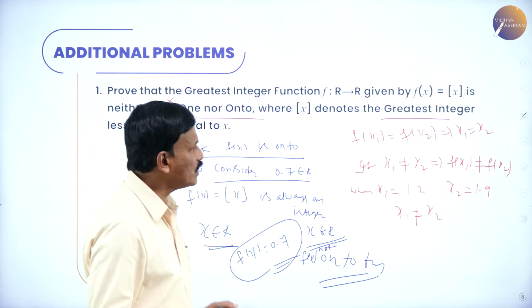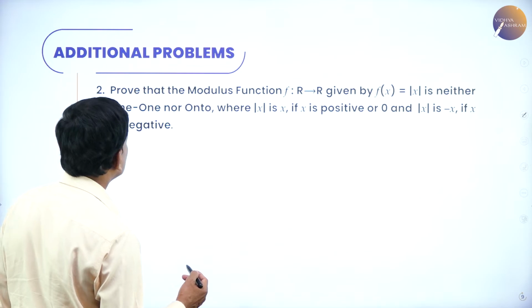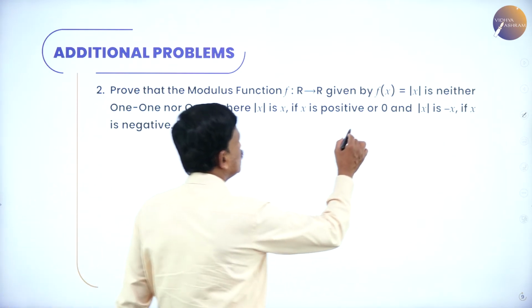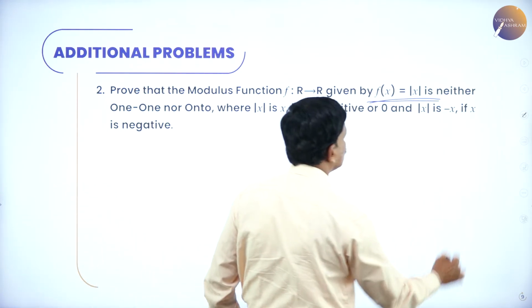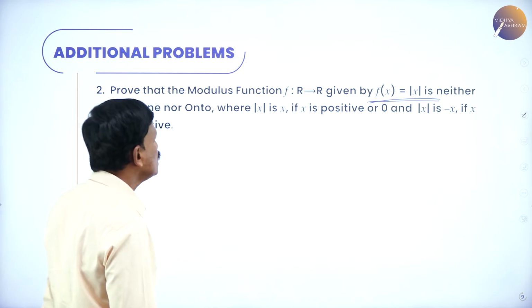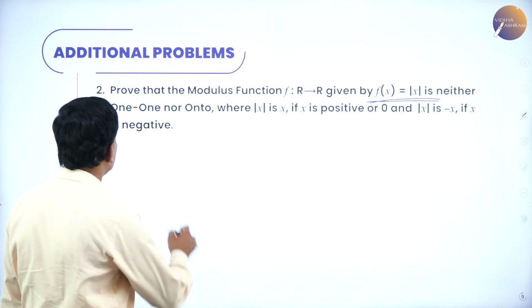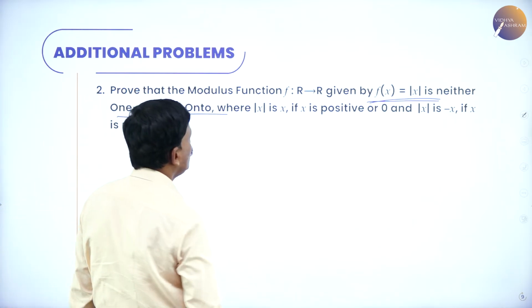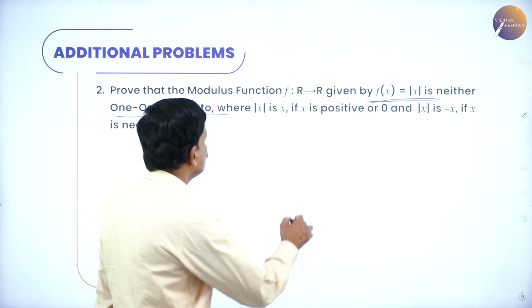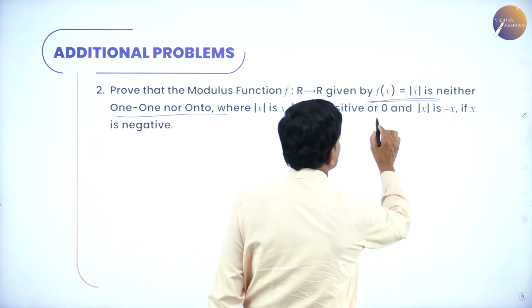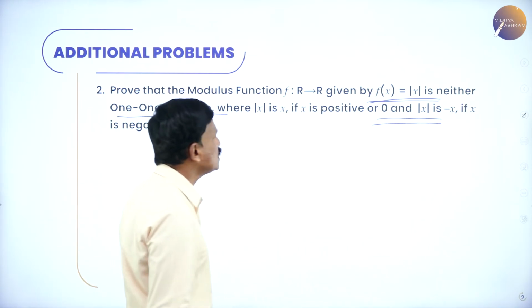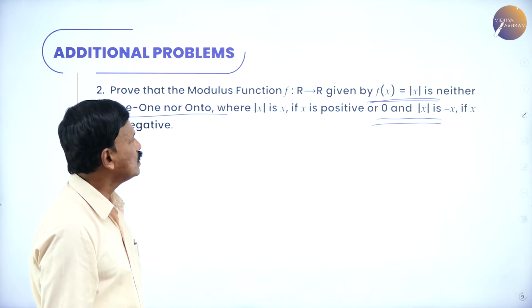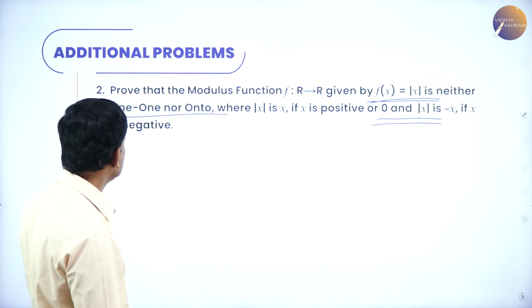Similarly, we can verify. Let us come to the next problem. Prove that the modulus function, the same type of problem, f of x equal to mod x, is neither one-one nor onto. The modulus function is defined by this definition: mod x is positive or 0 if x is positive or 0, and mod x is negative x if x is negative.